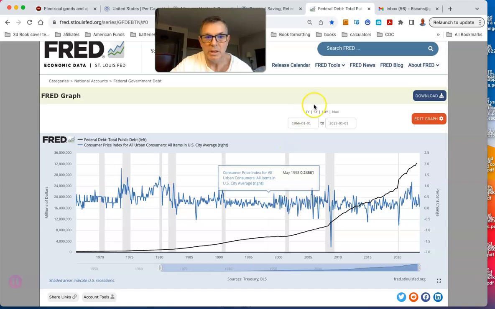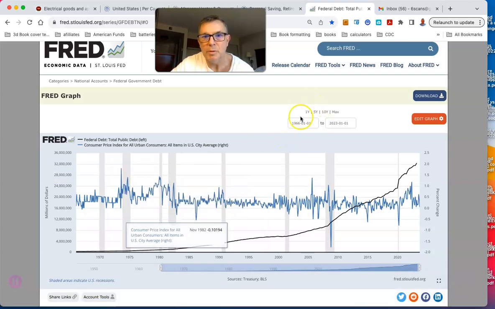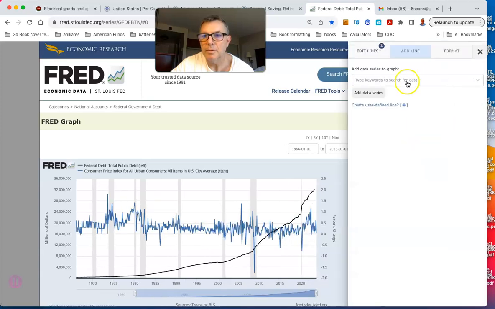It's silly. We want to look at M2. Let's look at M2. We'll get rid of CPI and we'll look at M2. So let's go to edit graph. Let's get rid of CPI.